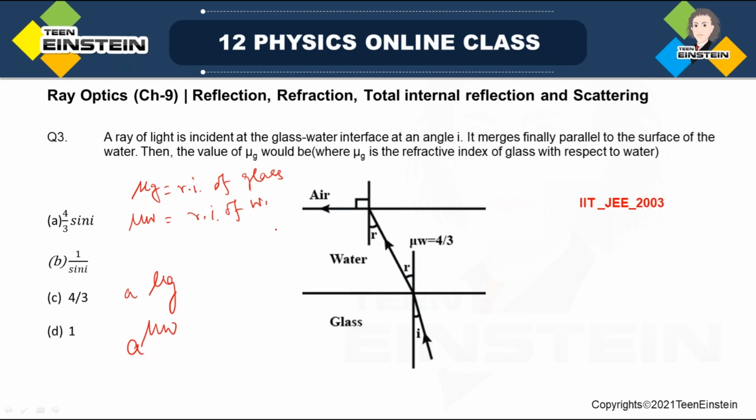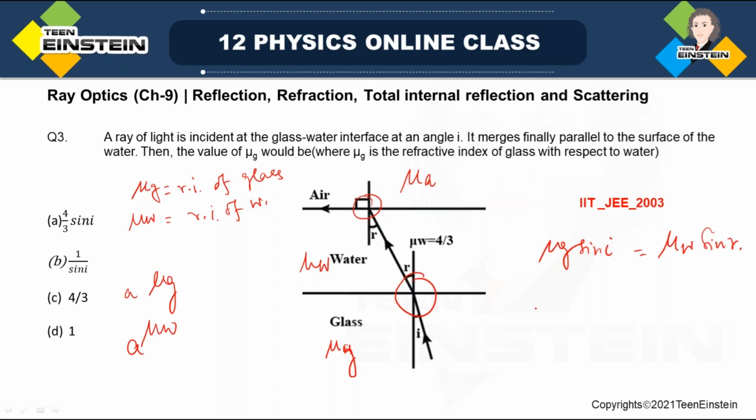Now the question is, how to find out mu g? We'll just write Snell's law at these two interfaces. Let us see what we get here. Suppose this is mu g, this is mu water, and this is mu air. So we can write mu g sine I is equal to mu w sine r. Okay, this is fine.